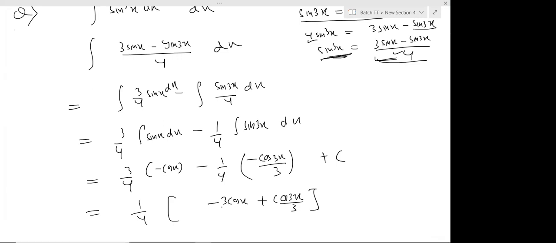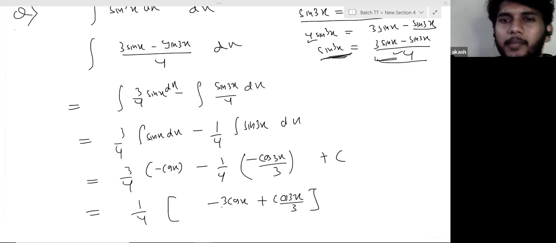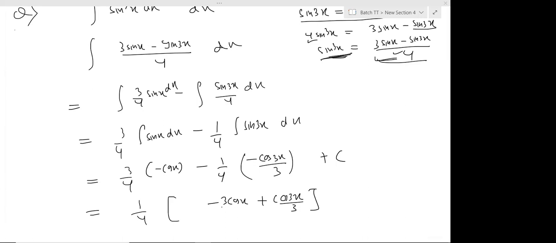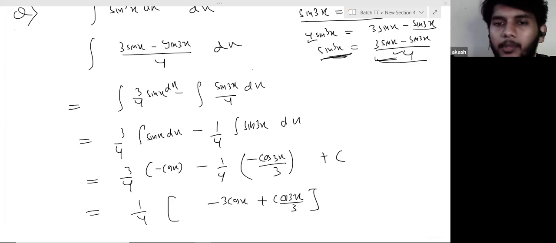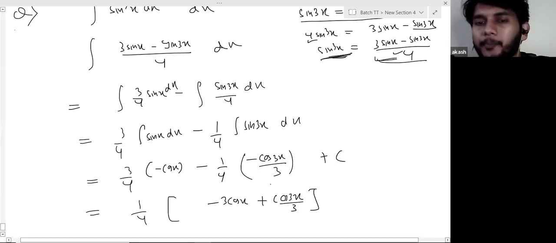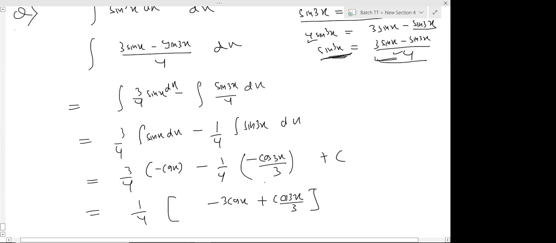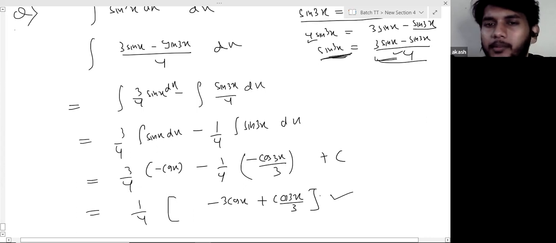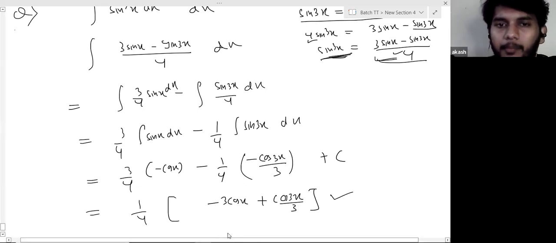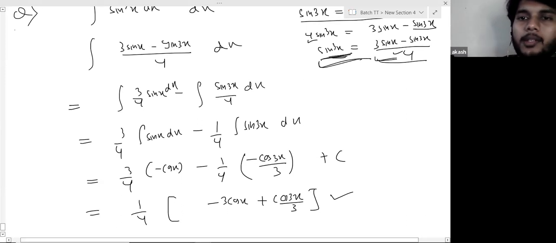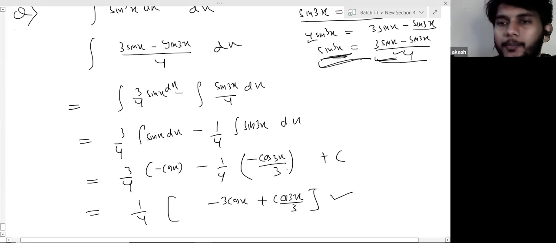Can you give the answer like 3 by 4 times minus cos x minus 1 by 4? Yes, you can write the answer in any form, it doesn't matter. We can multiply 4 and 3 in the denominator, plus cos 3x by 12, you are saying? Yes, you can do that also, no worries. The final answer, you can leave in whatever form you like. It is not that relevant, but doing all the steps and writing this formula is very important.